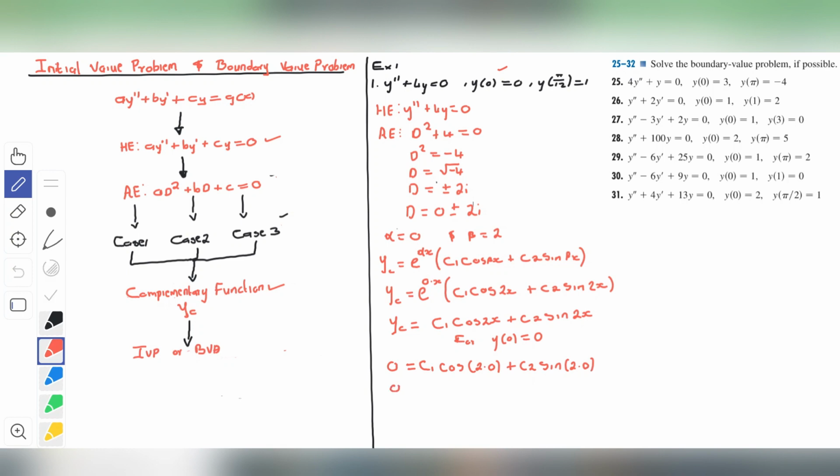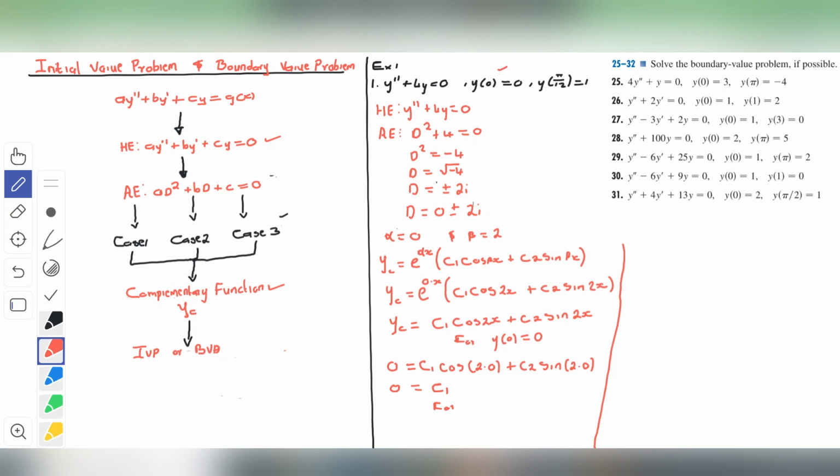Then we're going to find our value. C1 cosine of 2 multiplied by 0 is cosine of 0, which gives us 1, right? So we're going to have C1 here. And then the sine of 0 is going to give us 0. So meaning our C1 is equal to 0. Now we are done with finding C1.